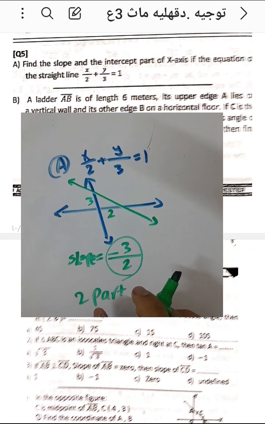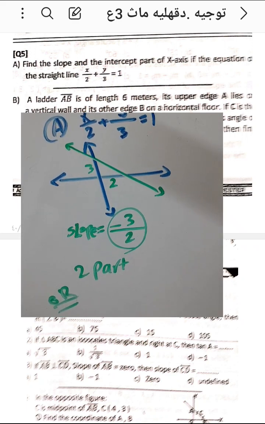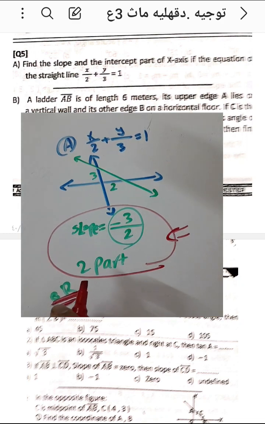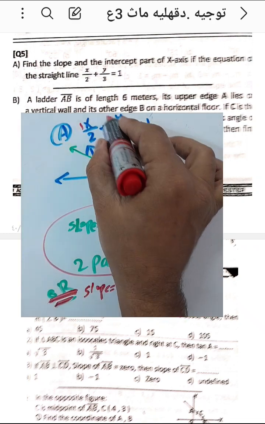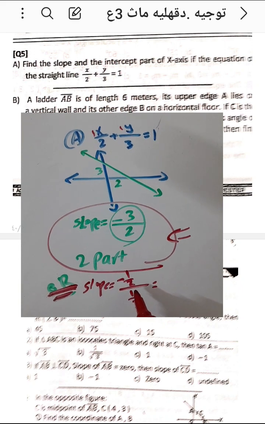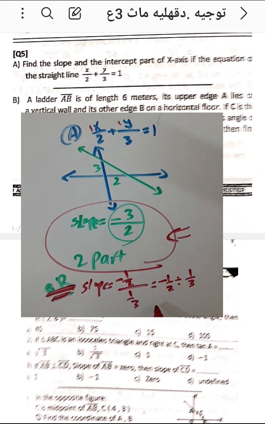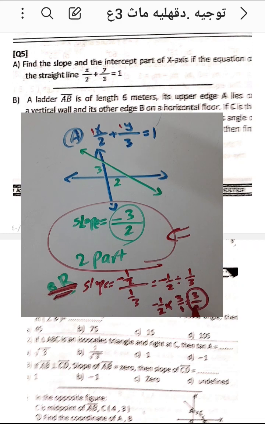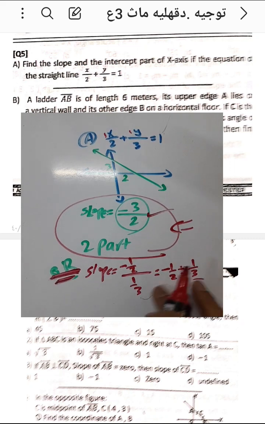Or you can solve this example by another method. Find the slope, which equals the negative coefficient of x over the coefficient of y. The coefficient of x is 1 over 2, and the coefficient of y is 1 over 3. Then negative 1 over 2 divided by 1 over 3. Write negative half, convert division to multiplication, write 3 over 1, and the result will be 3 over 2. Okay, and the sign is negative. It's exactly the same result: the slope will be negative 3 over 2.